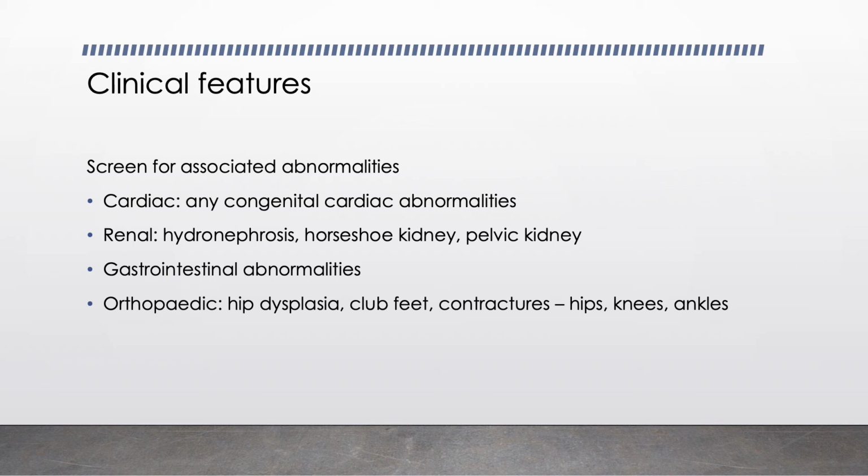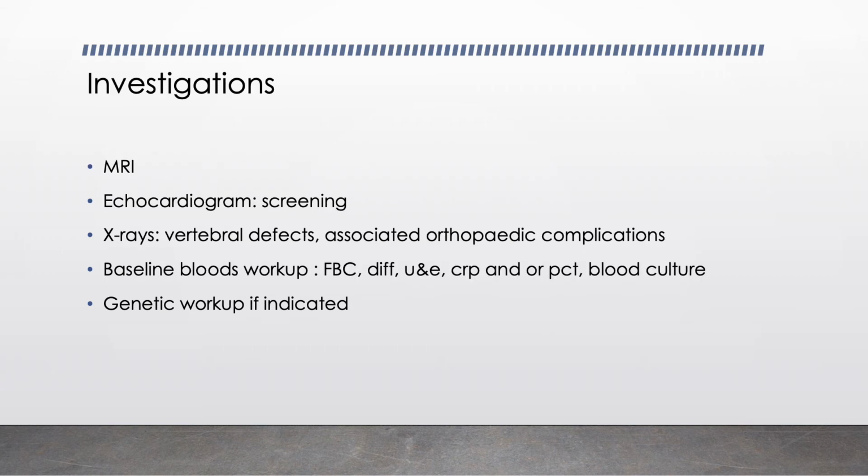So clinically, we also screen for associated abnormalities. So cardiac, we can screen for any congenital cardiac abnormalities, listen for murmurs, and visualize on chest x-ray for any visible abnormalities. Renally, they can also have hydronephrosis, horseshoe kidney or pelvic kidneys. And then they can also have GIT abnormalities and orthopedic abnormalities such as your hip dysplasia, club feet, contractures of the hips, knees, and ankles usually.